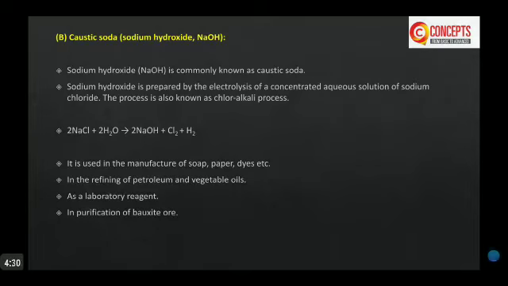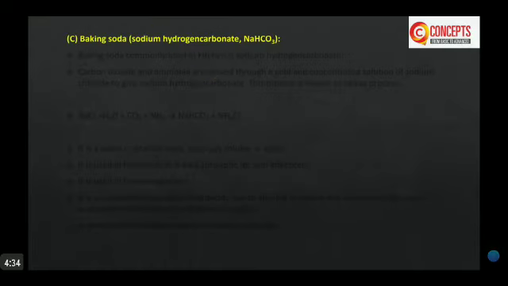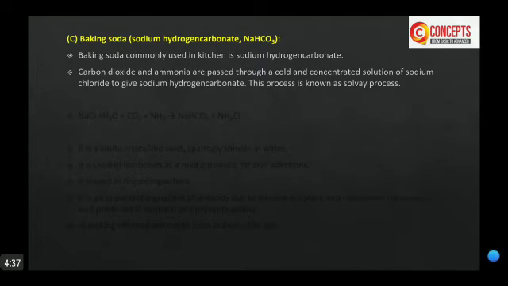After this, the next compound is baking soda. Now what is baking soda? It is commonly used in the kitchen. Its chemical name is sodium hydrogen carbonate, and its formula is NaHCO3. Carbon dioxide and ammonia are passed through a cold and concentrated solution of sodium chloride to give sodium hydrogen carbonate, and the process is known as the Solvay process.